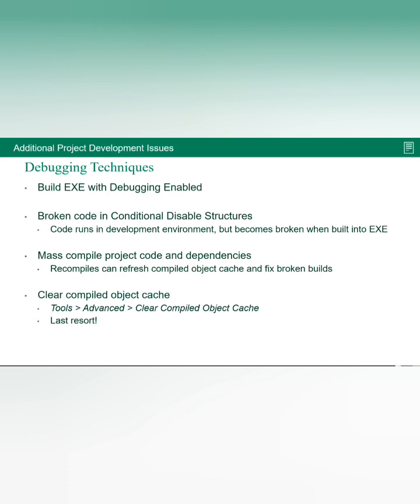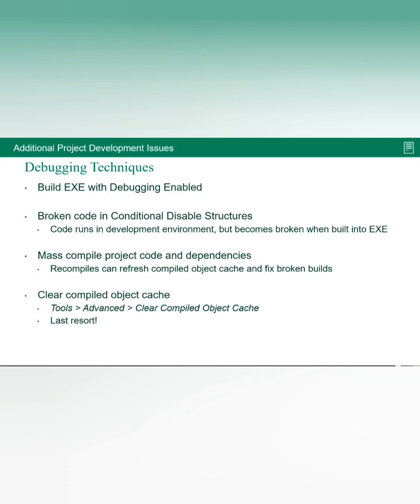One of the most common causes that I've seen for code that runs in the environment but is broken as an exe is when someone has a conditional disable structure and that structure has a runtime engine equals true case and there's broken code in that case. That's the kind of thing you could write a VI analyzer test for to try to detect, but that is one area you want to look into. If you run the VI and it runs fine, but you build an exe and it's broken, look to see if there's any conditional disable structures with broken code in them.